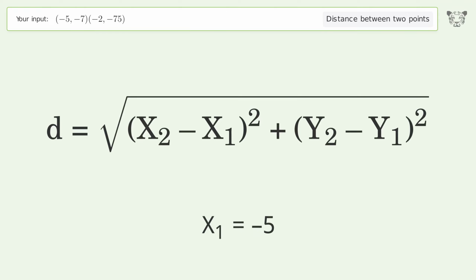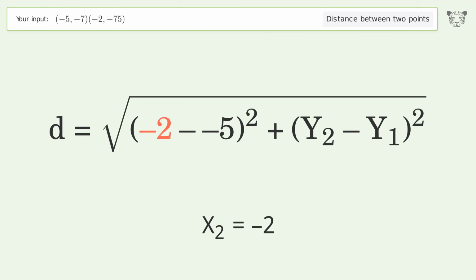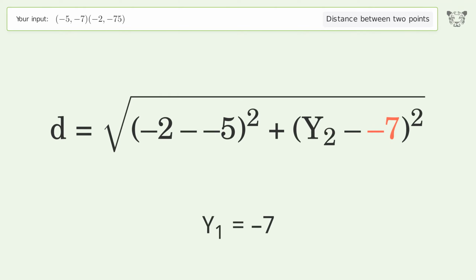x1 equals -5. x2 equals -2. y1 equals -7. y2 equals -75.